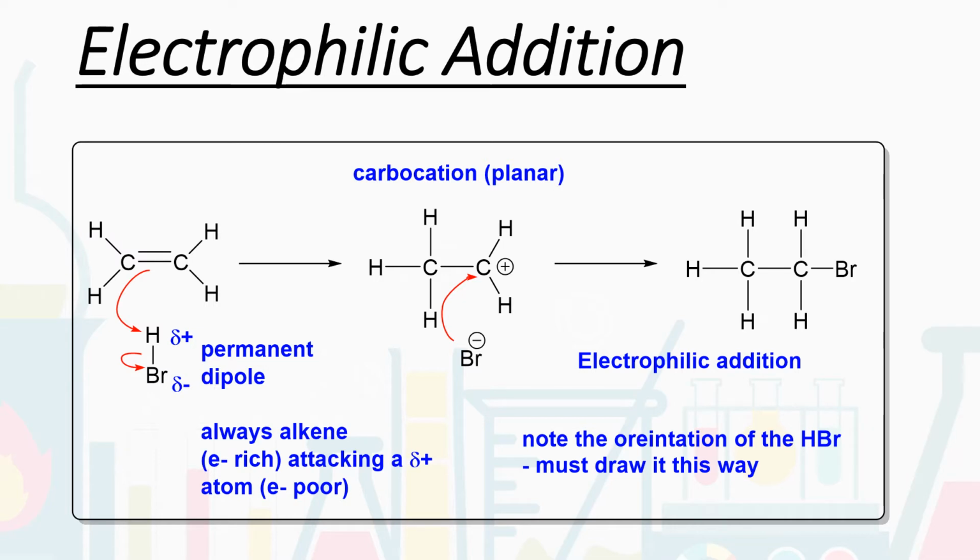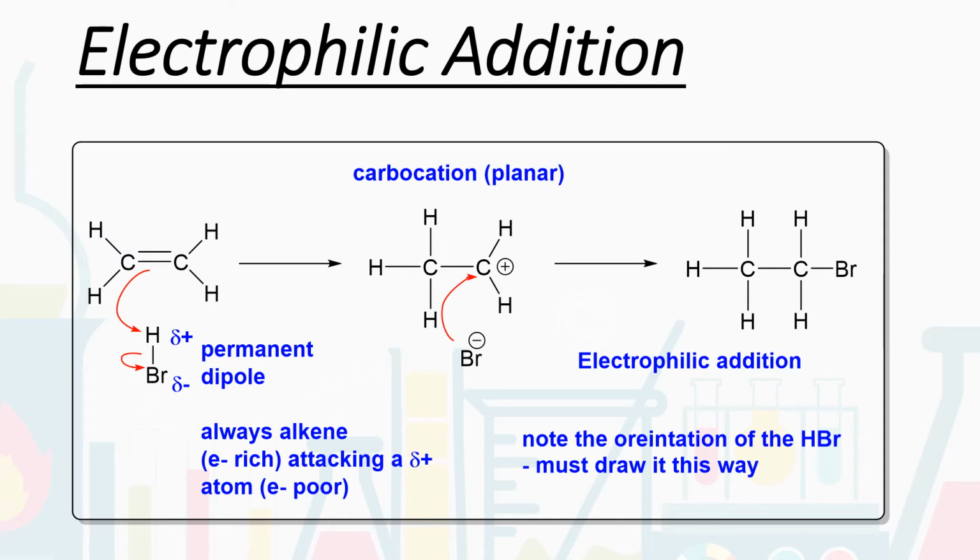And then hydrogen can only have one bond. If we're forming a bond to it, we have to break the bond that's already made to it. And so we have this very familiar arrow here of an arrow starting in the middle of a sigma bond and ending up at an electronegative atom such as the bromine. And so it's always this alkene, electron rich, attacking some sort of delta plus. It doesn't necessarily have to be a hydrogen, but some sort of delta plus atom that is electron poor.